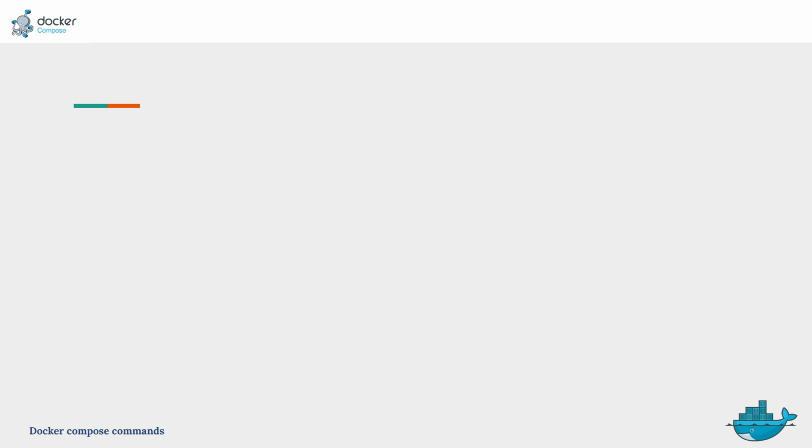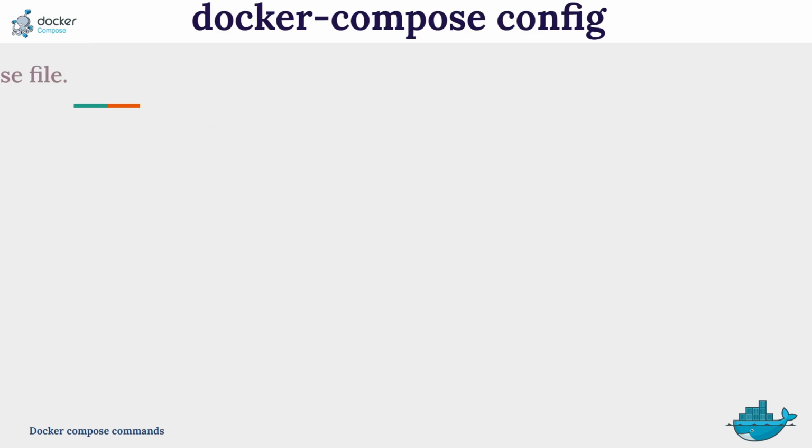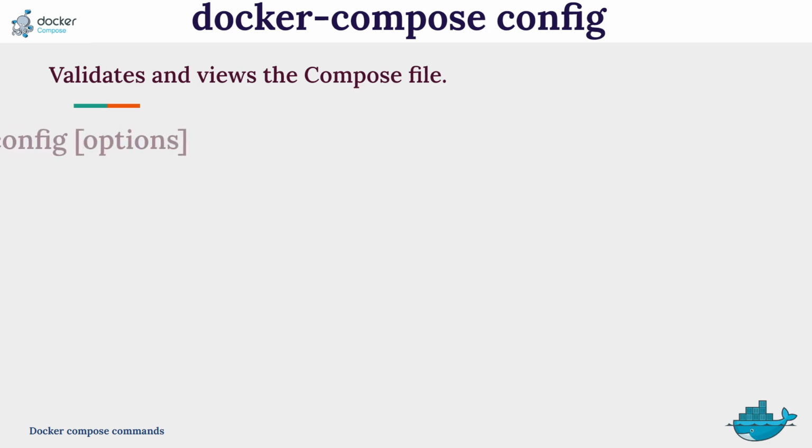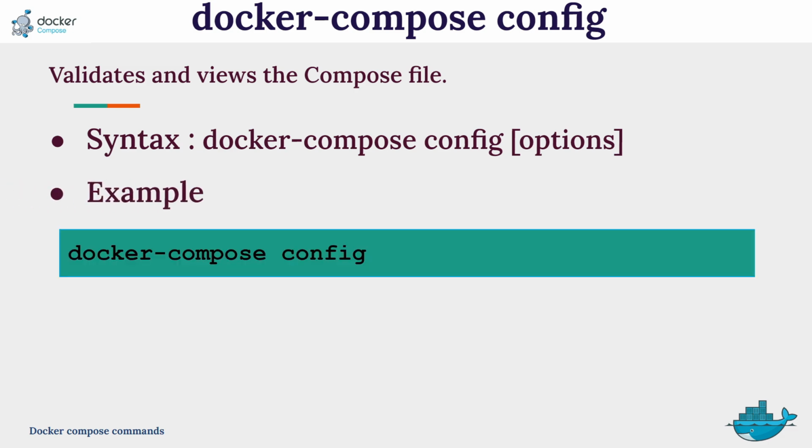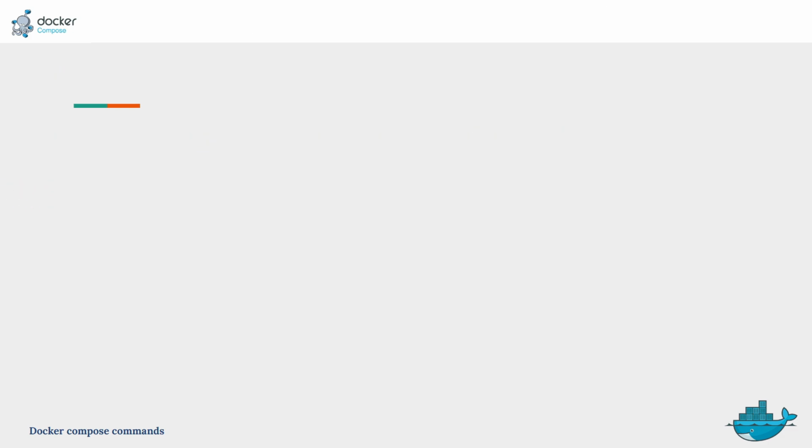Next command is docker compose config. Validates and views the Compose file. Let's see the syntax. The usage of the docker compose config command starts with the docker compose config keyword, options. Checks the configuration for errors and prints it.